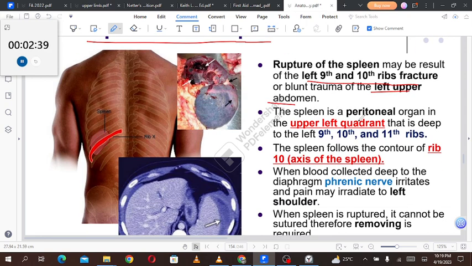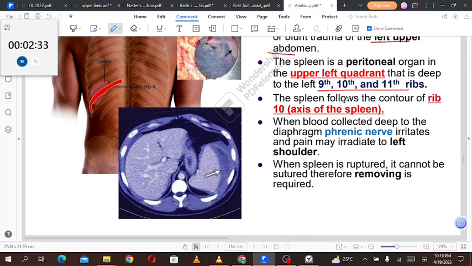upper abdomen. The spleen is a peritoneal organ in the upper left quadrant that is lying deep to the left 9th, 10th, and 11th ribs. The spleen follows the contour of rib 10, that is the axis of the spleen. When blood collects deep to the diaphragm, the phrenic nerve is irritated and pain may radiate to the left shoulder. When the spleen is ruptured, it cannot be sutured, therefore removal is required.